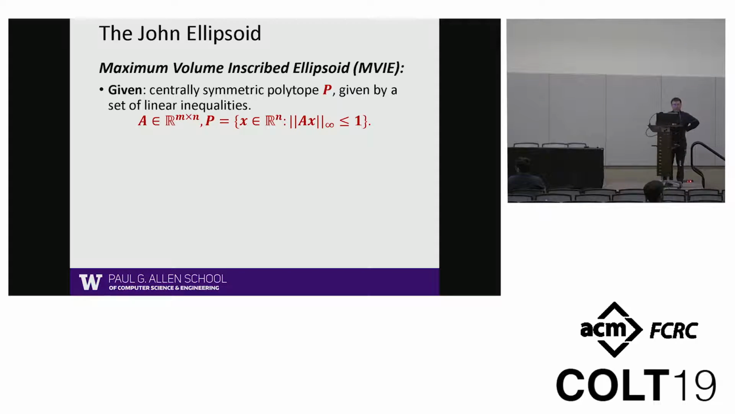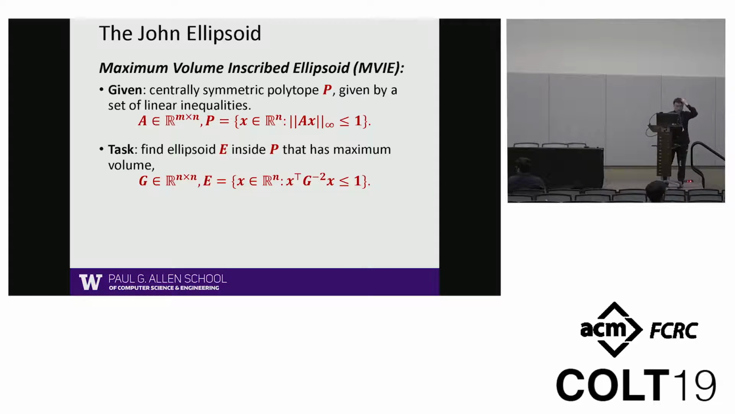The polytope P is defined as the set of points in R^n such that the infinity norm of Ax is bounded by 1. We can check that this is indeed a symmetric polytope. Our task is to find the ellipsoid E inside P so that the volume is maximized. Here, the ellipsoid E is represented by an n by n matrix G, and that is just the normal expression of an ellipsoid.